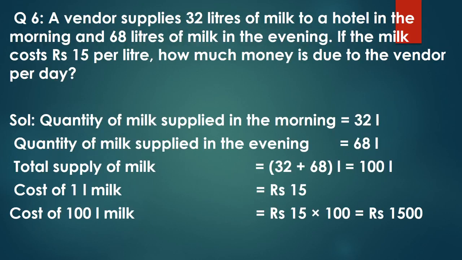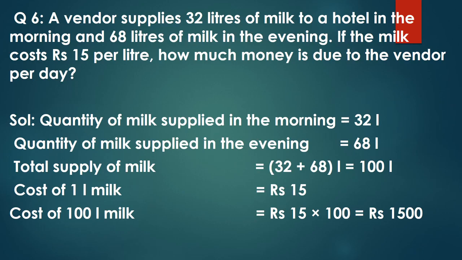Now see the next question, question number 6. A vendor supplies 32 liters of milk to a hotel in the morning and 68 liters of milk in the evening. If the milk costs rupees 15 per liter, how much money is due to the vendor per day? This is the same as the previous question. In the previous question we purchased petrol and here milk is given. Otherwise, there is no difference.